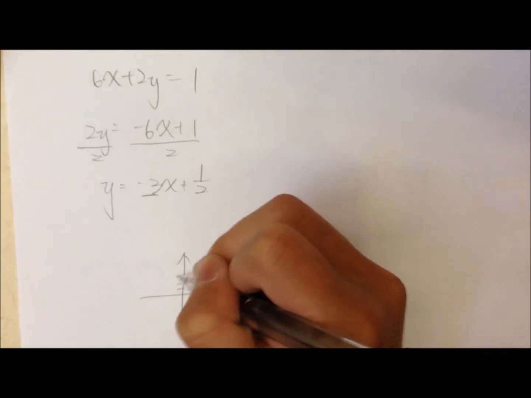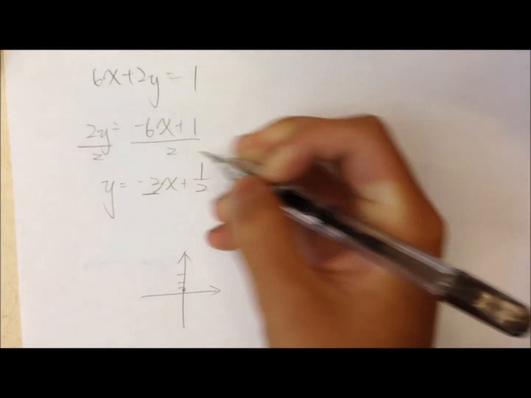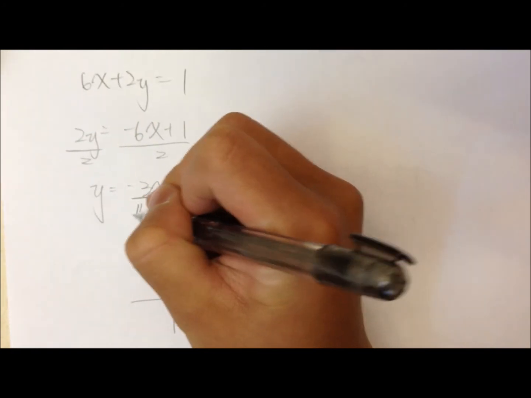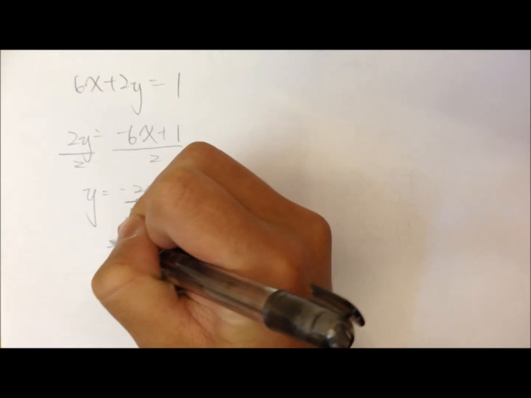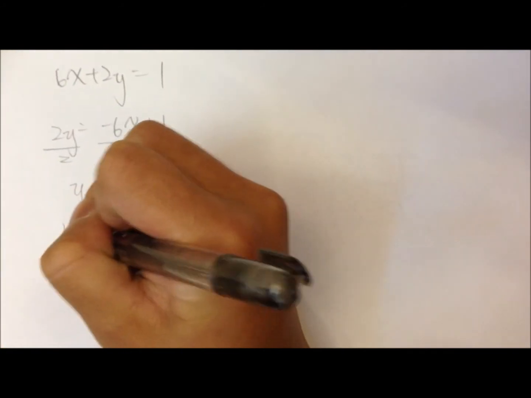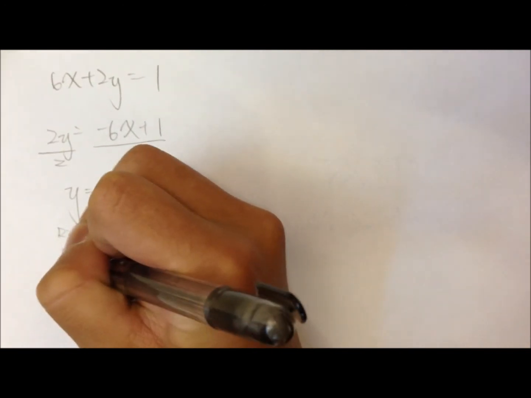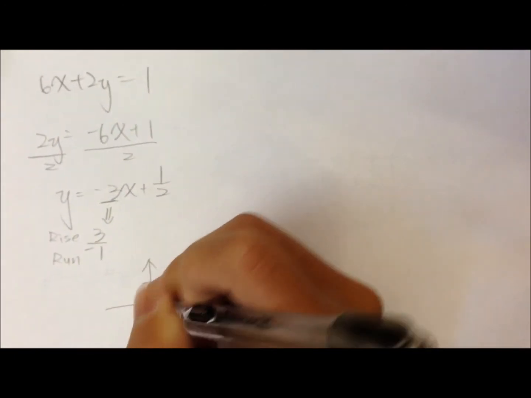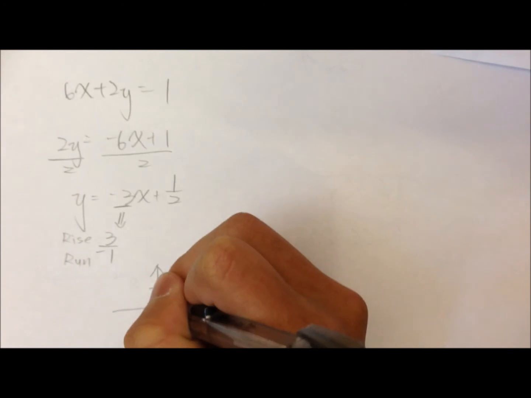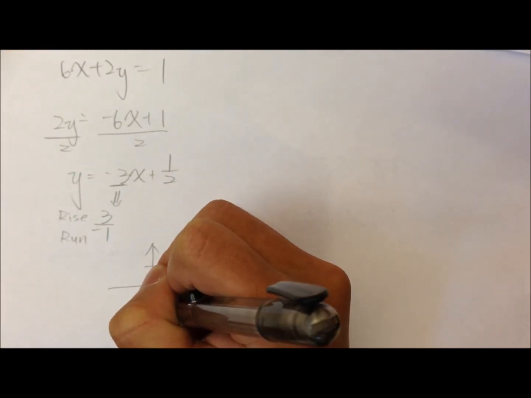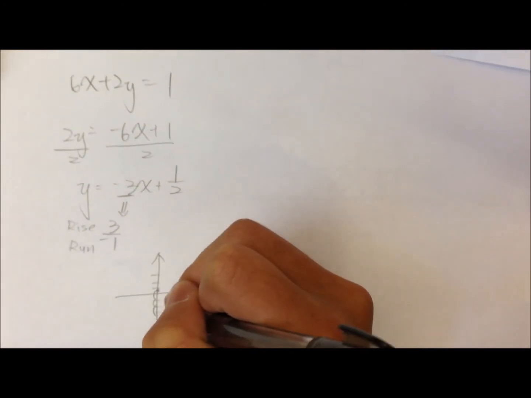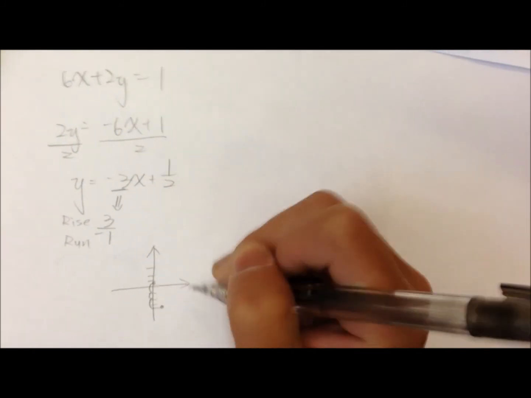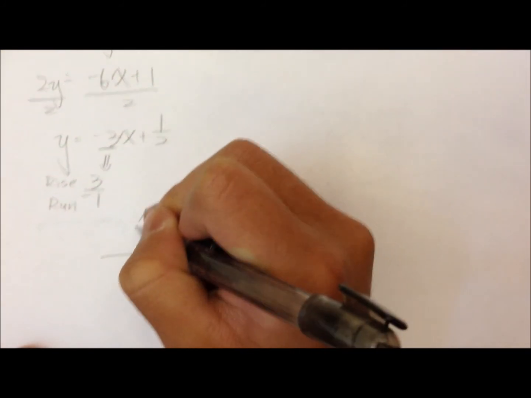To graph an equation by its slope, you have to realize that the slope is the rise over run. -3 is -3 over 1. Then from 1 over 2 in the y-axis, go down 3 and move right 1. Plot a point and connect it with the first point. And that's the graph.